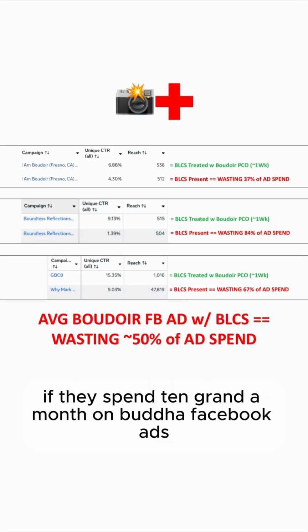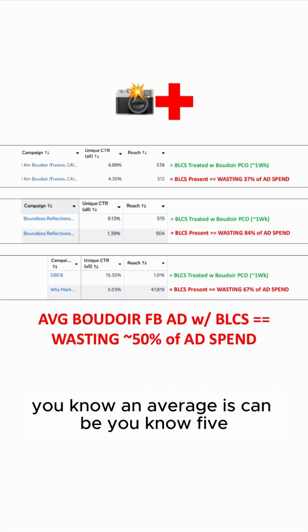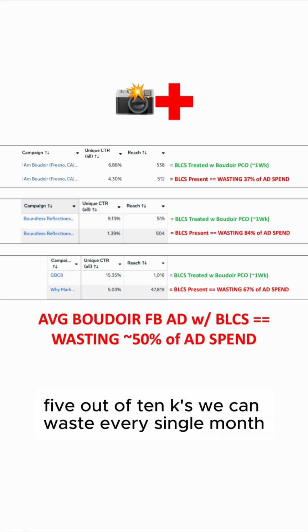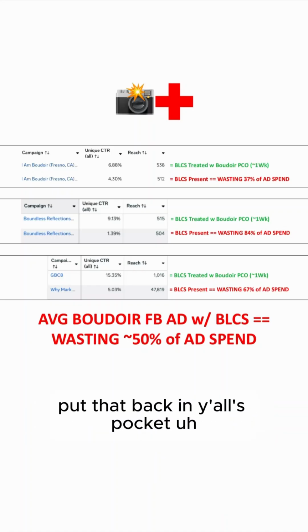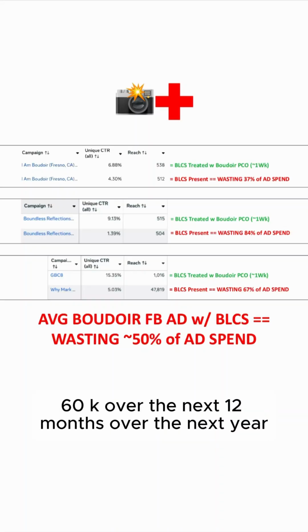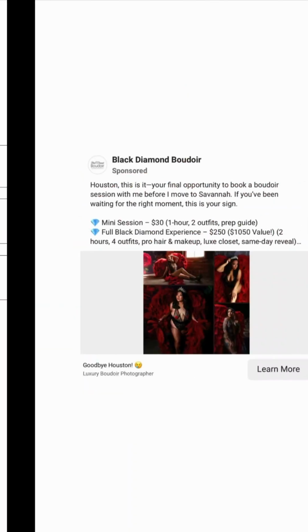So if they're spending 10 grand a month on Boudoir Facebook ads, on average, five out of 10K is being wasted every single month, and we can eliminate that, put that back in y'all's pocket, approximately 60K over the next 12 months, over the next year.